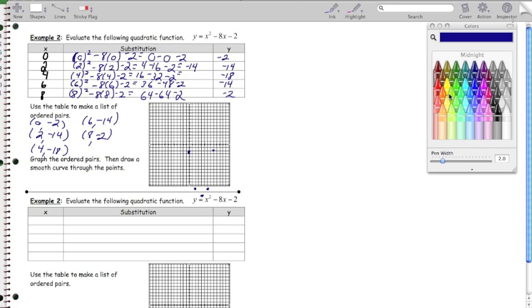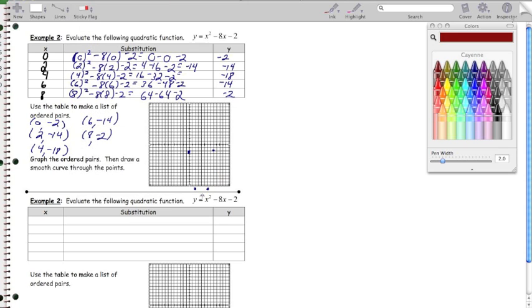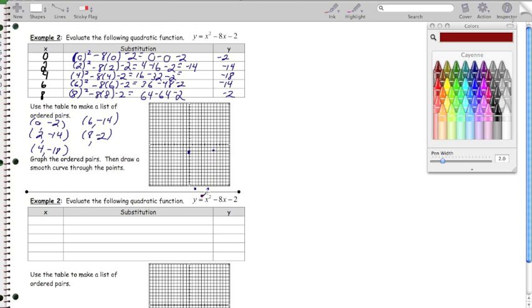It's hard on the eyes. Alrighty, so let's connect it with a smooth, oops, that's not smooth. Connect it with a smooth curve. Sheesh. Try one more time. Smooth curve. That's a little better. Okay, we have a parabola. In this case, another happy face, but we notice that there would be a minimum.